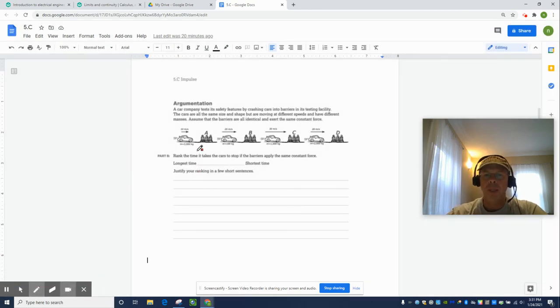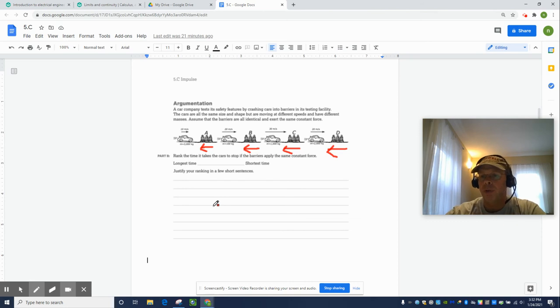The second part, part B, asks to do a ranking task. The car company wants to sort of rate the time it takes for these barriers to stop different sorts of collisions. So the simplifying assumption is the force that is applied in all of these cases is the same. So we're trying to rank the time it takes to stop them. The longest time is on the left, the shortest time is on the right. And of course, they want a justification in a few coherent sentences.